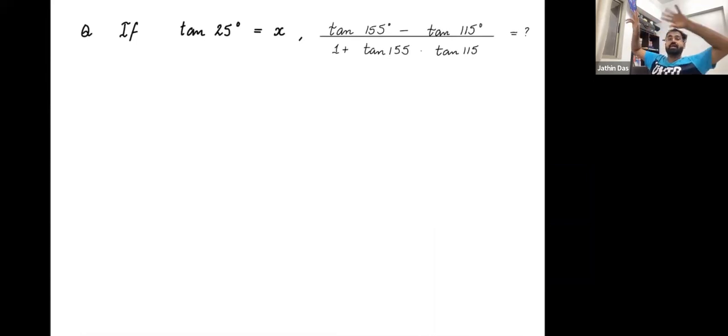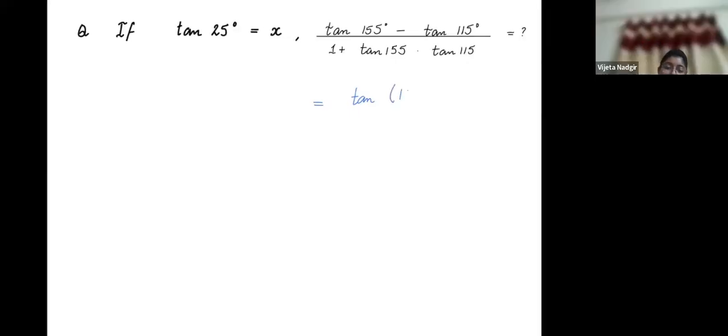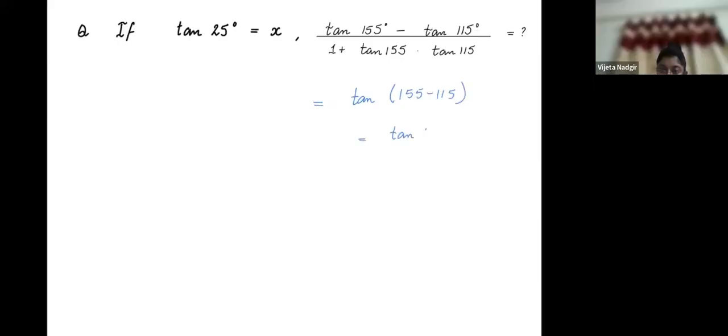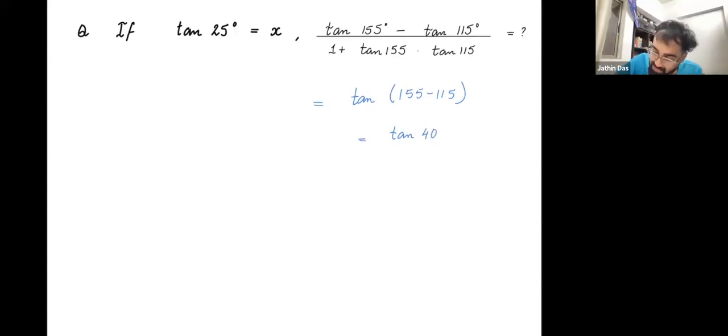Somehow you need to relate those angles with 25 and then you're done. You'll have a tendency to do this. Tan, this is tan A minus B format. So you'll do like this. But what will you get? Tan 45. There is no use. So don't do that.